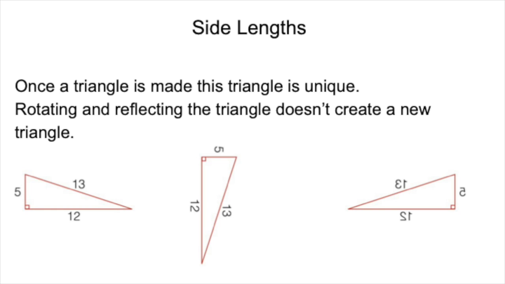Once you know that 3 sides will come together to make a triangle, this triangle is unique. When we rotate or reflect the triangle, it doesn't create a new triangle. So there's only one triangle that can be created with those 3 side lengths put together.